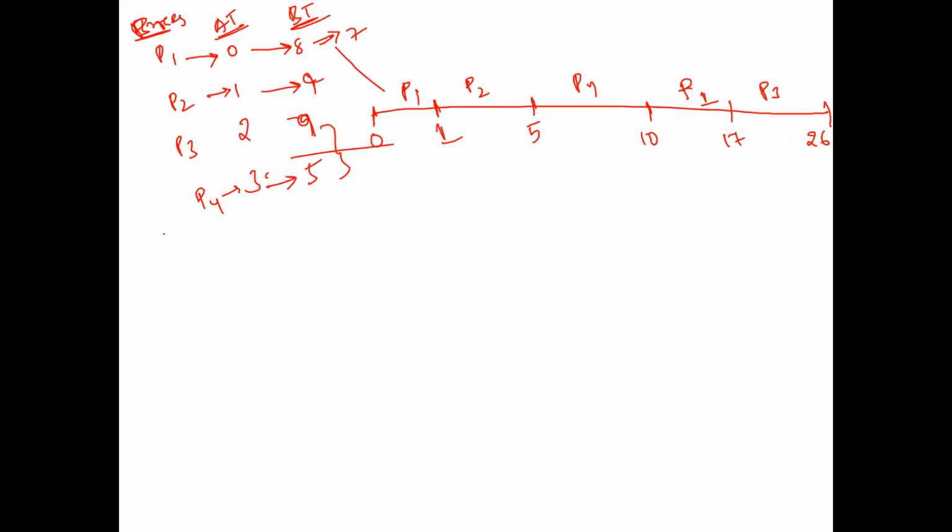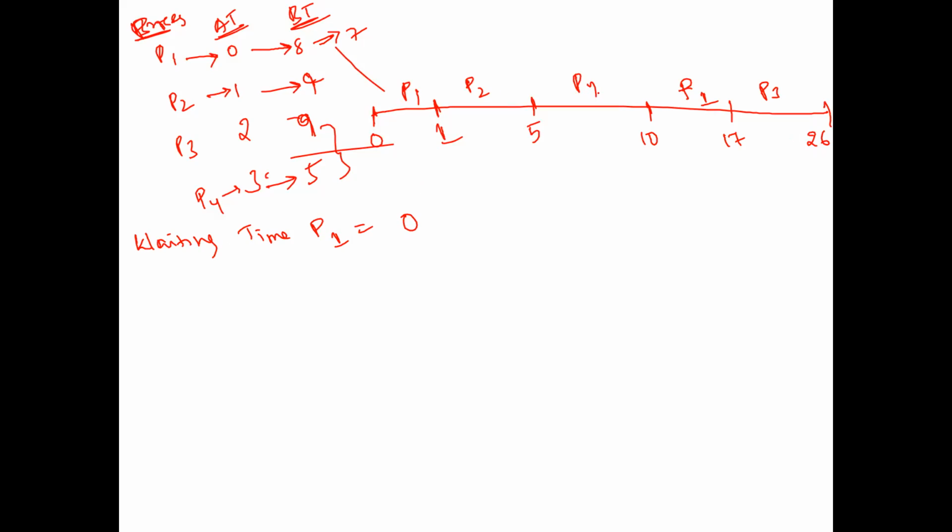Now calculate the waiting time for individual processes one by one. Waiting time for process 1. So process 1 comes first, so its waiting time is 0.